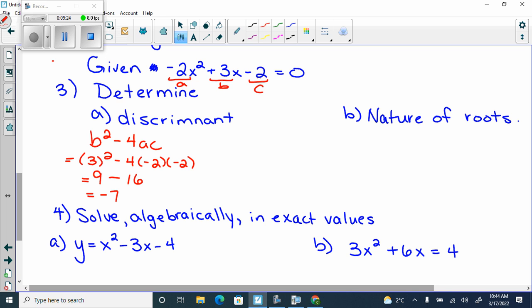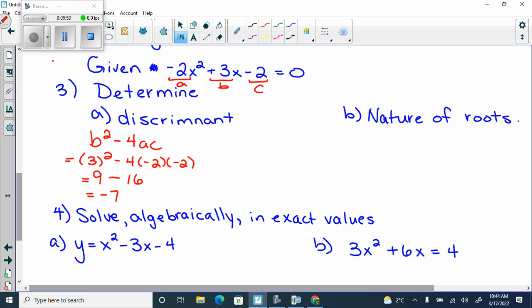Now, I like it when you understand better than memorize. Memorize means if you don't remember completely, things fall out. It's bad. If you understand, it makes it better. The discriminant is the number that's underneath the root of the quadratic formula. We agree? So if the number under the root is negative, what happens? There's no real roots because can I take the square root of negative 7? No, I can't take the square root of a negative number.